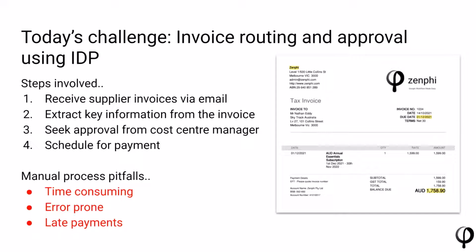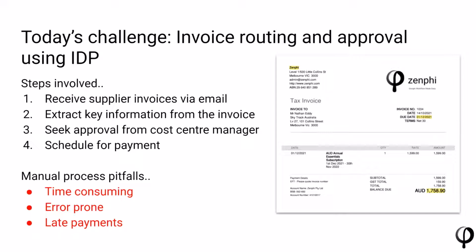It may be a process of manually forwarding that email off to who they think is the right person to approve it. It might bounce around a little bit, it might come back. And then finally, once it has been approved, the accounts payable clerk can schedule that invoice for payment.